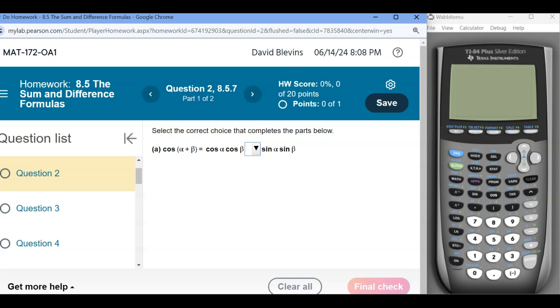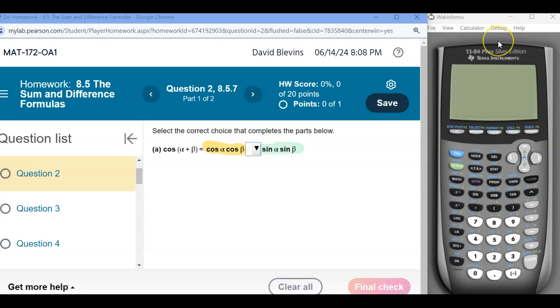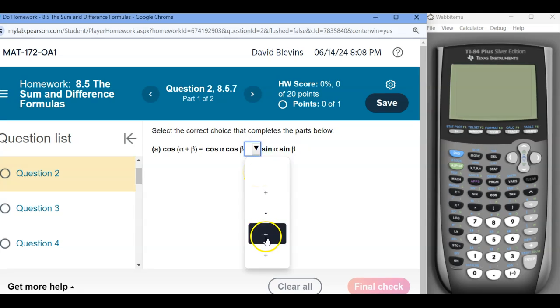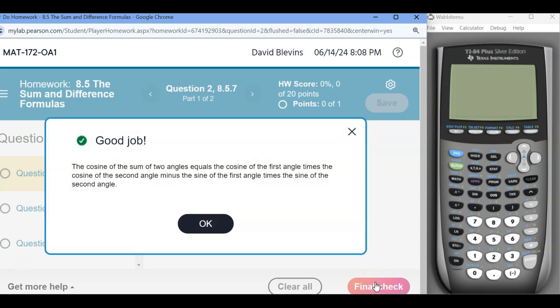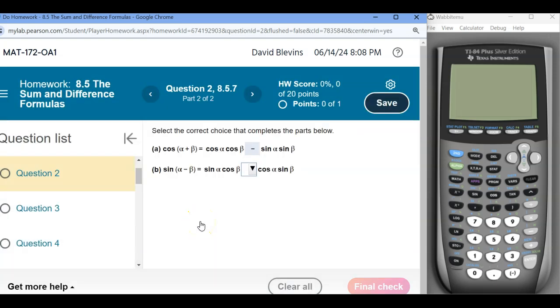Cosine has cosines together and then the sines together, okay? But the thing is, cosine switches signs in between these. So this is a plus here, this is going to end up being a minus here. So when I'm looking for my choices, I want the one that has the minus. Alright, so cosine, cosine, minus sine, sine, when we're doing the sum and difference formulas, okay?